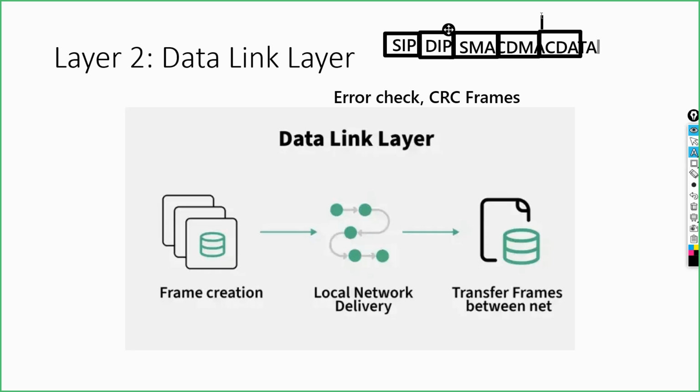So, it is a responsibility of a data link layer to transmit the data to the host using the MAC address. Using the MAC address. And the packets which is being transmitted in the data link layer is nothing but called as frames.